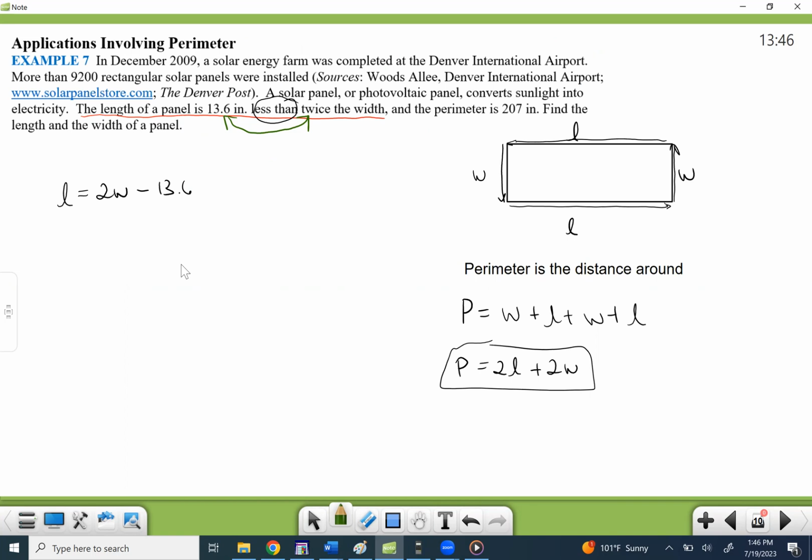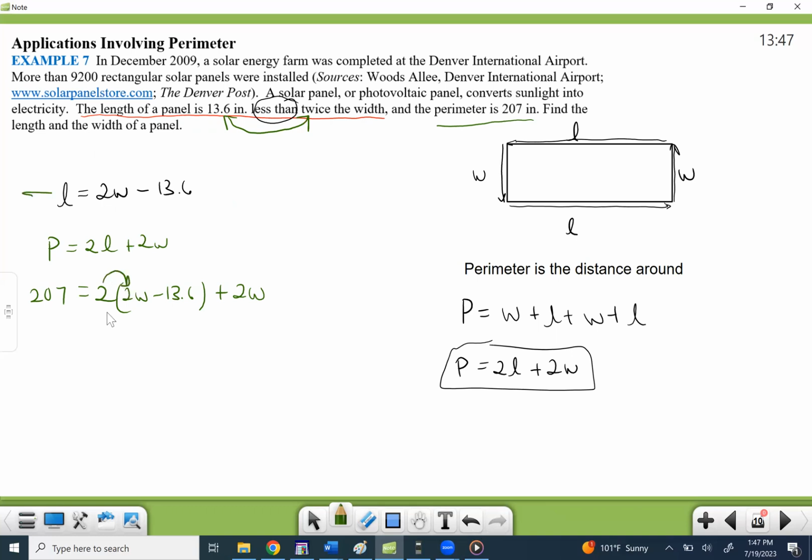Let's write down this formula and let's start plugging stuff in, you guys. Let's start substituting in what we know. So do we know the perimeter? We do. It straight up says the perimeter is 207. Do we know the length? Yeah, we just wrote an equation for the length, right? That's this guy. So we're going to put 2w minus 13.6 in. Do we know the width? No, but that's okay. I'm allowed one variable, so I'm allowed the w. Done with the hardest part.